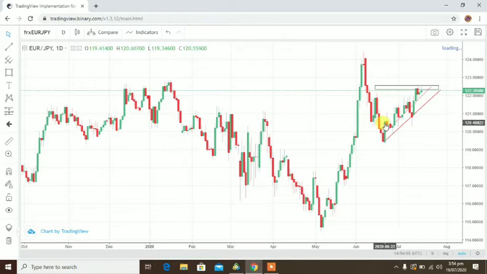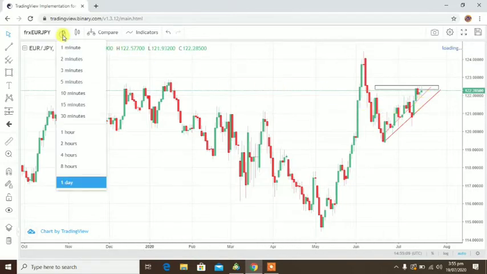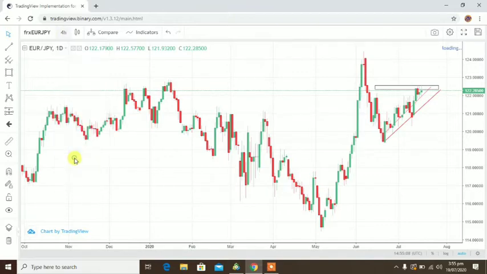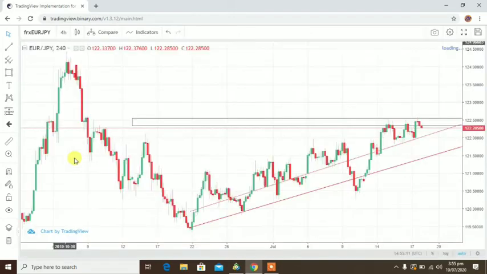We saw there was a pullback here, which was just a retracement, and here we see a trend continuation. So we'll go to our lower time frame, the H4 time frame, to have a clearer view of EurJpy.